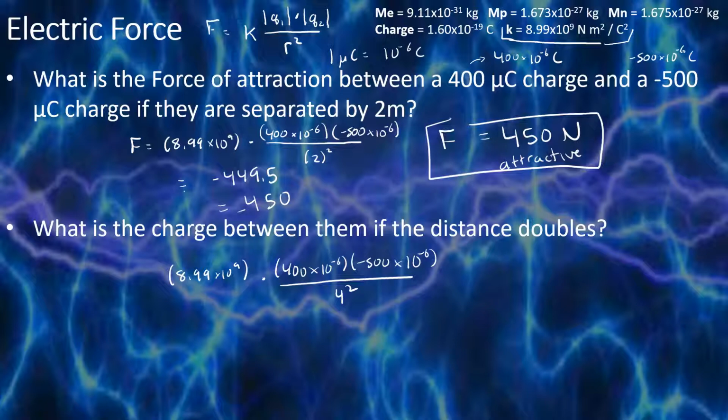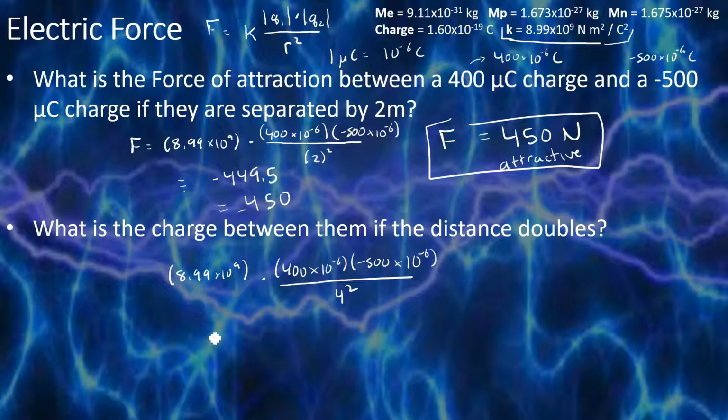We'll have K times our 400 microcoulombs and times our negative 500 microcoulombs. Now you do need to switch the microcoulombs to coulombs in order for the force formula to work, at least correctly.